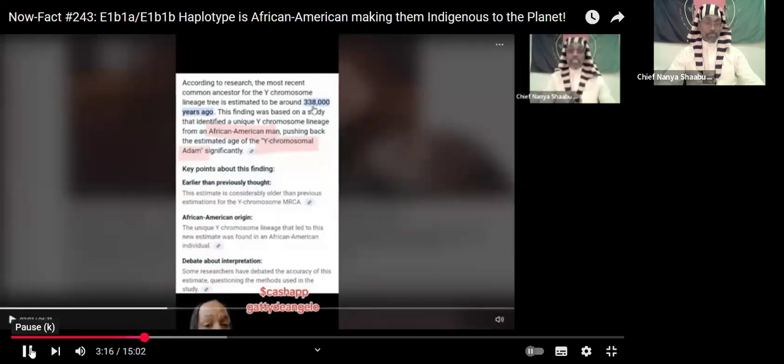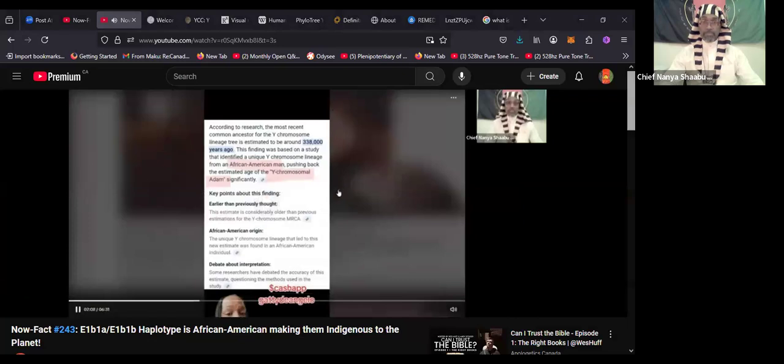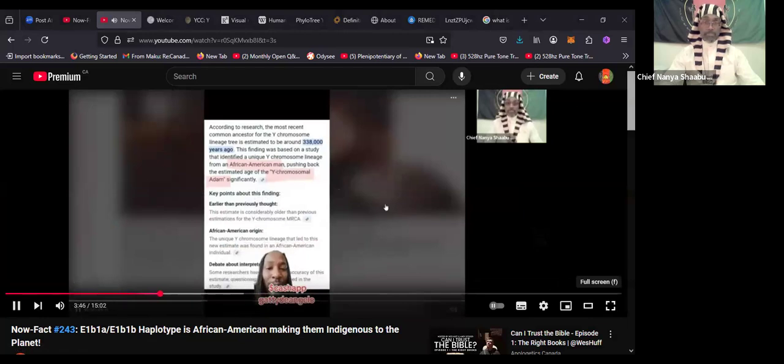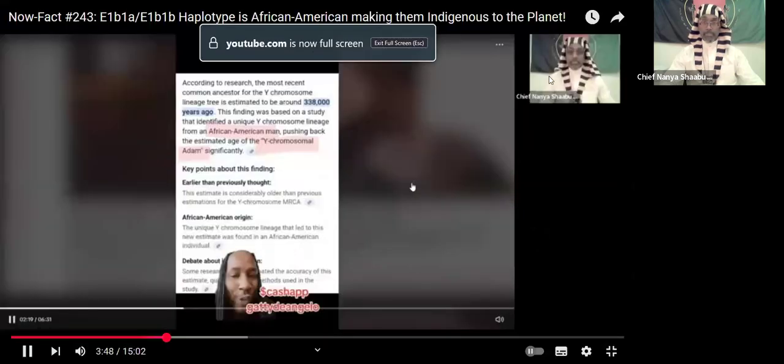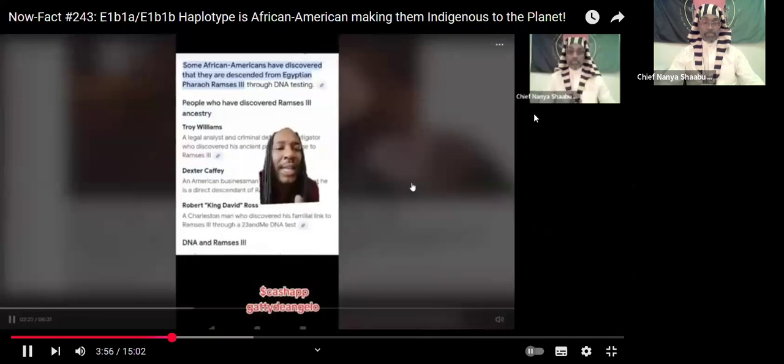So 338,000 years ago, and identified a unique Y chromosome lineage from an African American man. 338,000 years ago, Y chromosome. They're saying, right? And they said that this Y chromosome lineage led to this. New estimate was found in an African American individual, right? But it's individuals with an S. Now, when they looked up this gene, they thought they were seeing things. They was like, is we seeing what we seeing? Because something is not right.